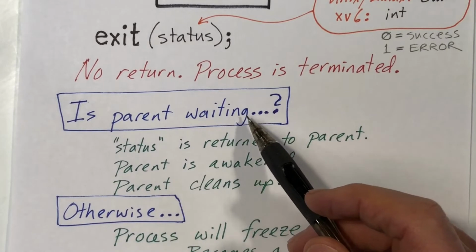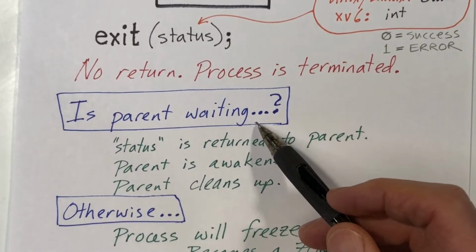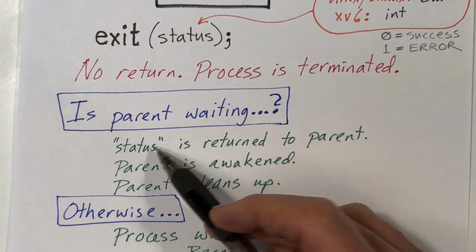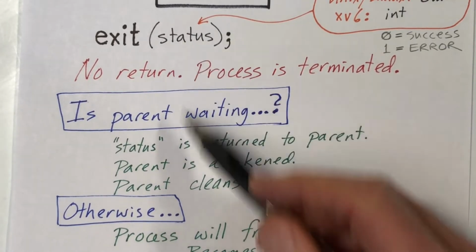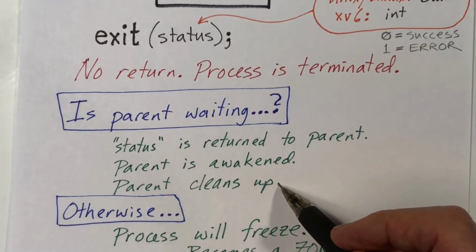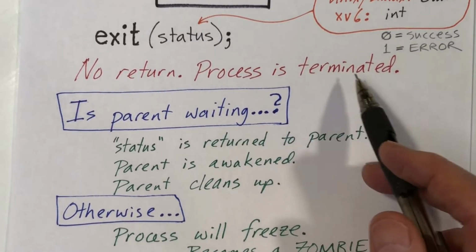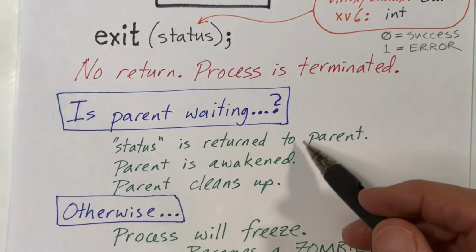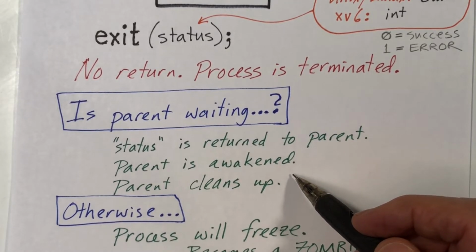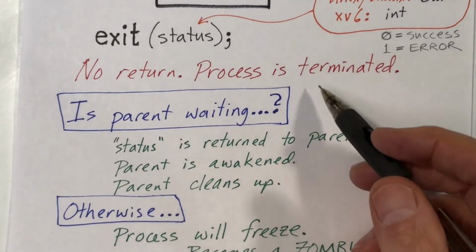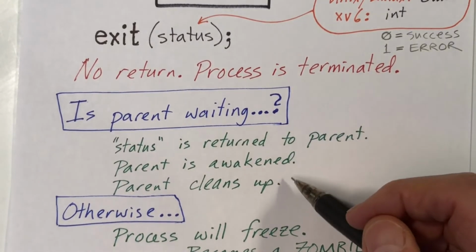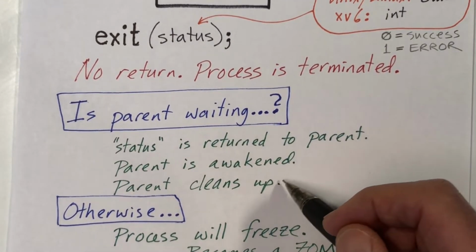So what happens with exit? Well, if there's a parent waiting for a child to terminate, then that parent is first awakened, and then the exit status is somehow copied from here to the parent code, and the parent then will be responsible for cleaning up the process. After a process terminates, it stops executing instructions. We need to free up its data structures, and in particular, we need to return its proc struct to an unused state. But we can't do that in the child process itself because it's no longer executing instructions. So it's the responsibility of the parent to perform that cleanup operation.